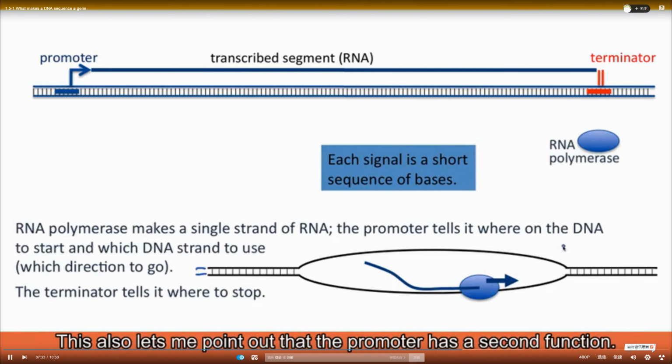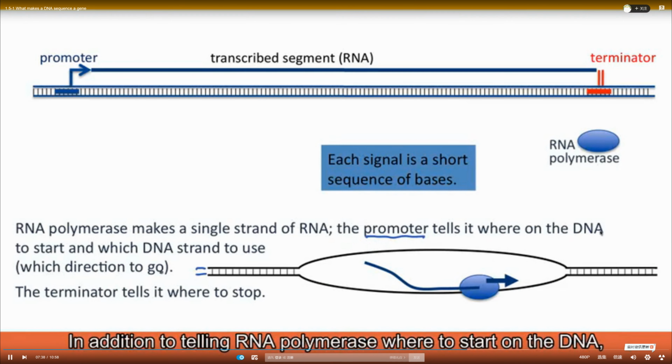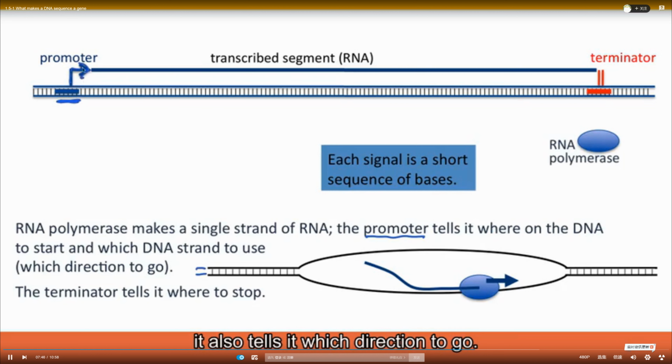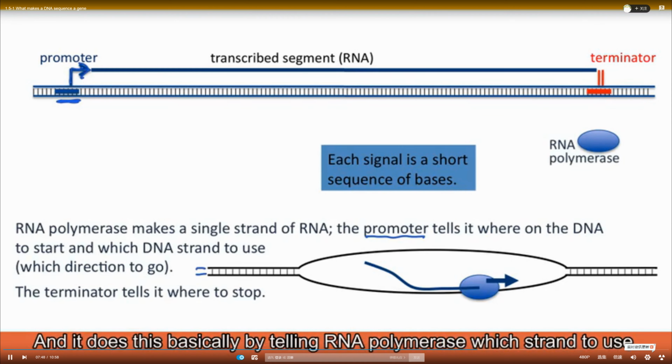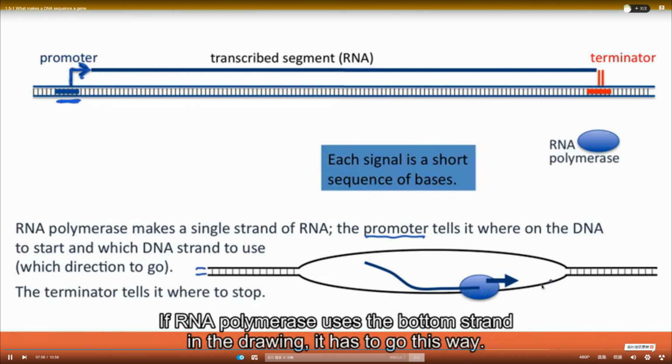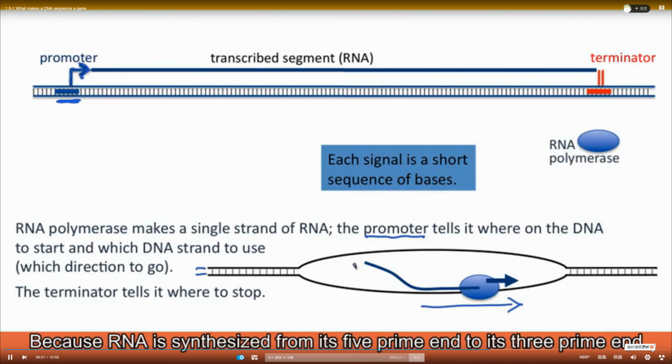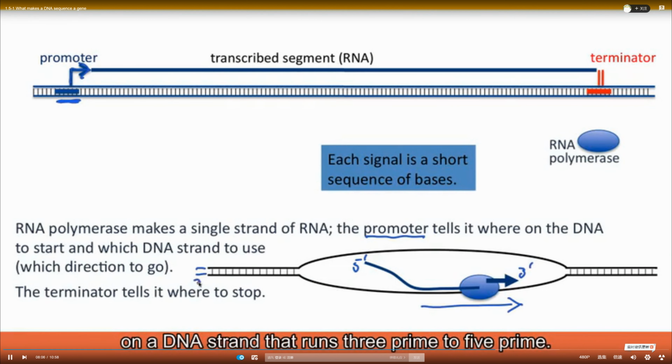This also lets me point out that the promoter has a second function. In addition to telling RNA polymerase where to start on the DNA, it also tells it which direction to go. And it does this basically by telling RNA polymerase which strand to use. If RNA polymerase uses the bottom strand in the drawing, it has to go this way because RNA is synthesized from its 5' end to its 3' end on a DNA strand that runs 3' to 5'.